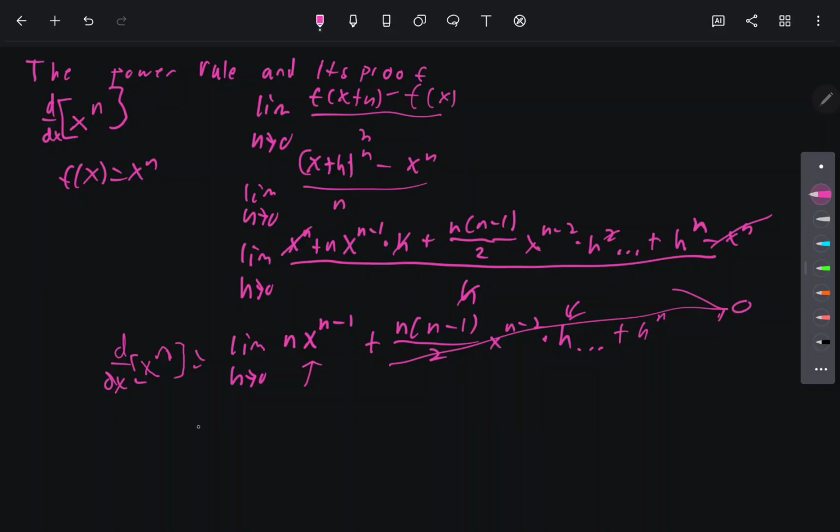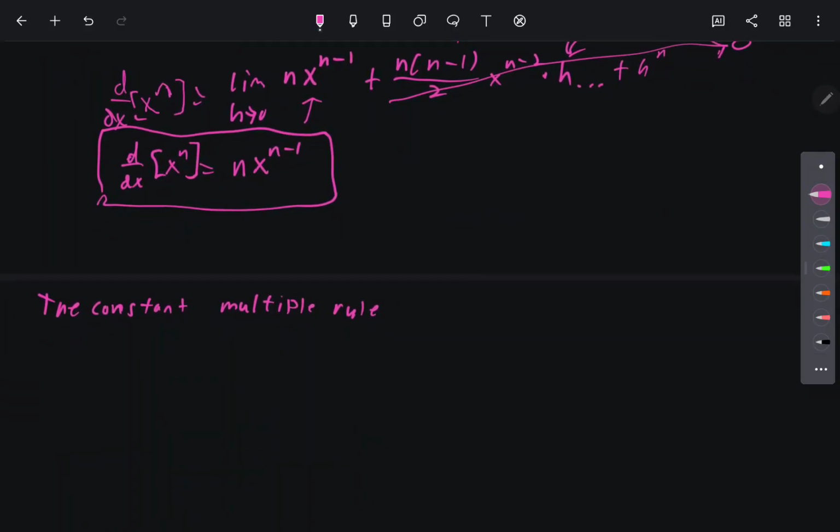Alright. And we are just left with n times x to the n minus 1 as our derivative of any x to the power of n. And this here is called the power rule. Alright. So now let's go on to our next rule that we have, which is the constant multiple rule.